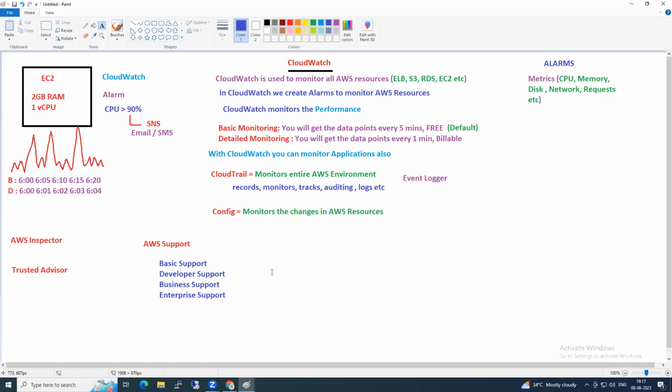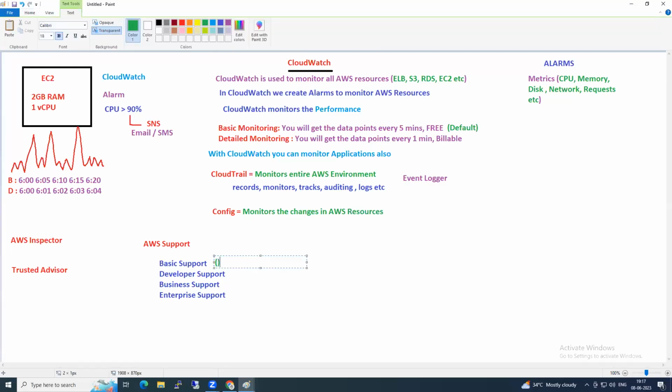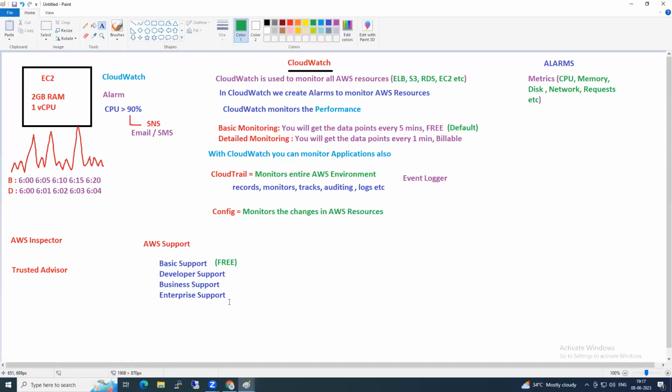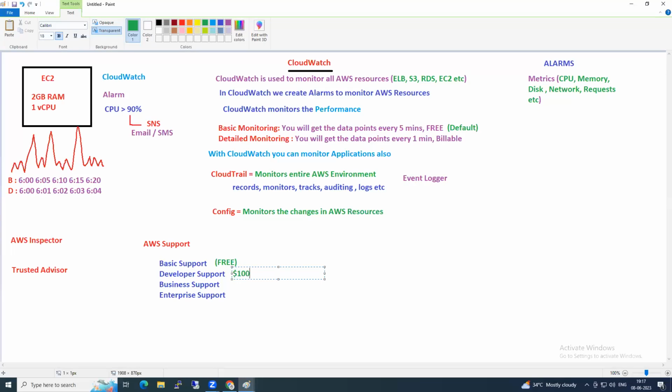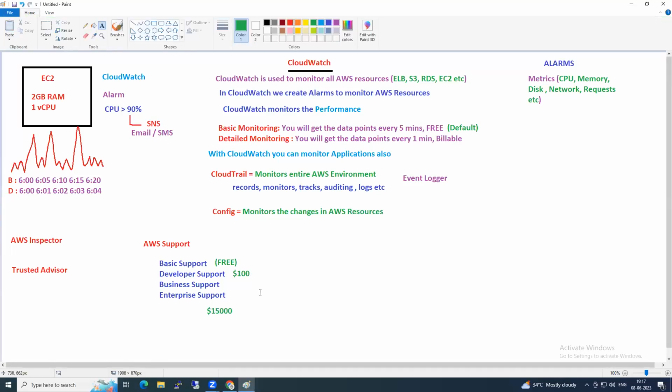When you're creating your AWS account, it will ask which type of support you want to take. Guys, go with basic support, which is free. If you select developer support, they'll charge you $100. If you select enterprise support, they'll charge you $15,000. So while selecting the support, which should you select? Basic support, which clearly shows it is free. Understood?